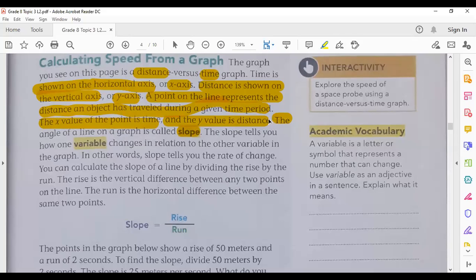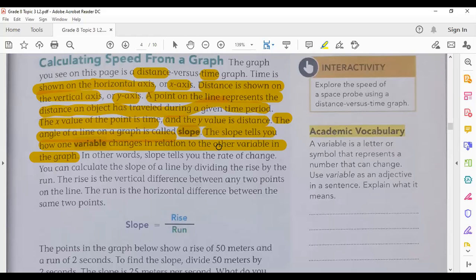So the angle of a line on a graph is called the slope. The slope tells you how one variable changes in relation to another variable in the graph. For example, in this graph, the slope tells us how the distance changes in relation to time. The slope of any graph tells us how one variable changes in relation to another variable.